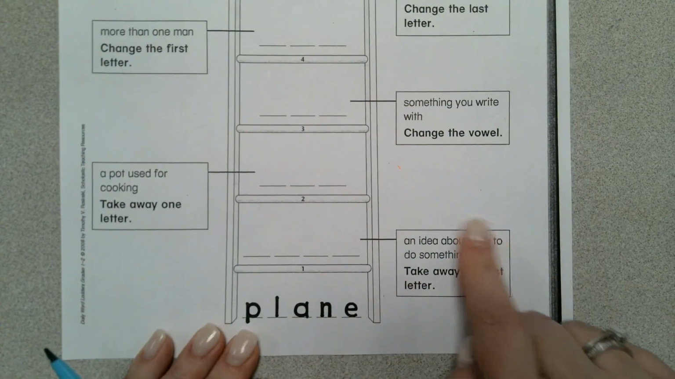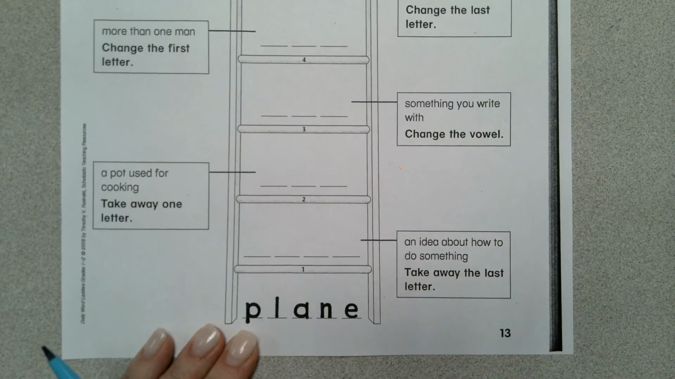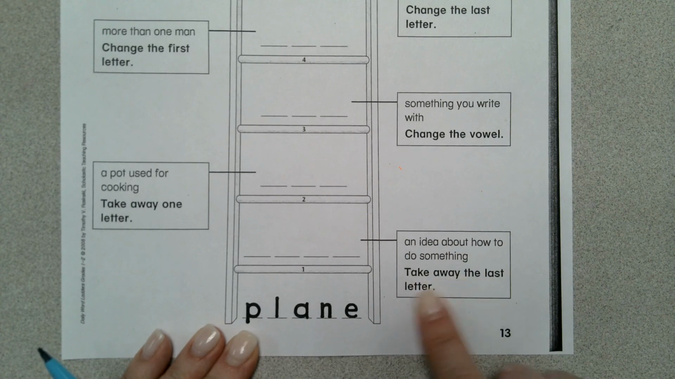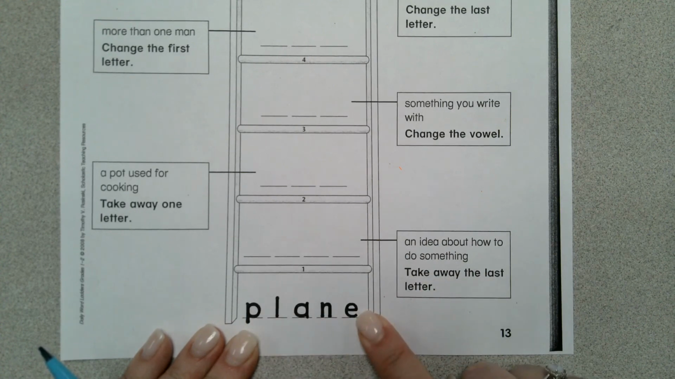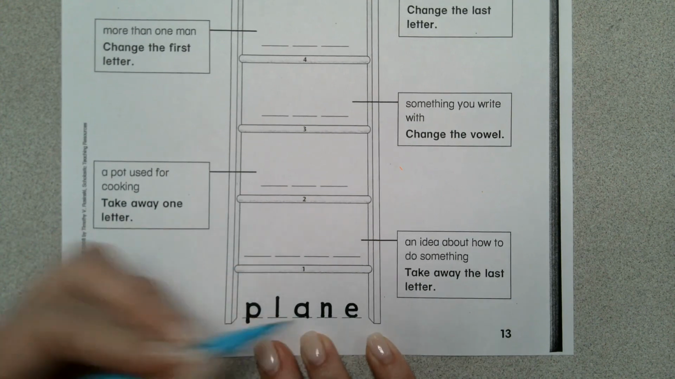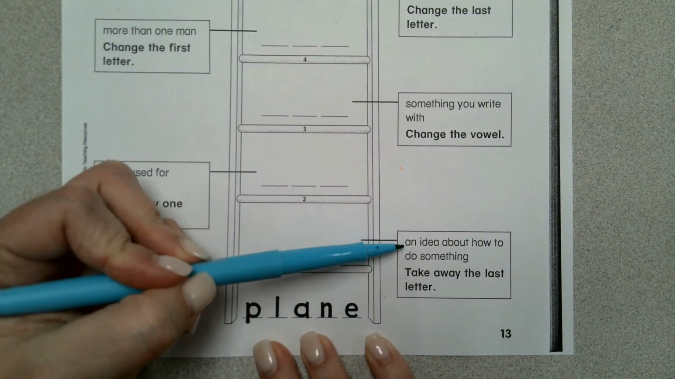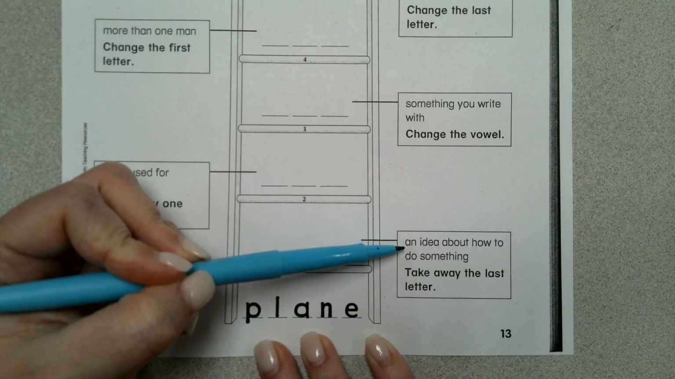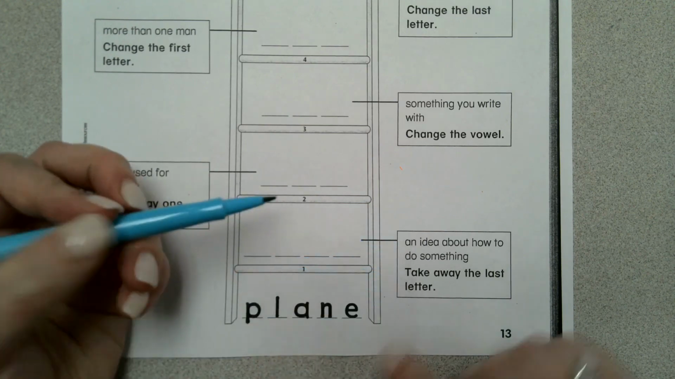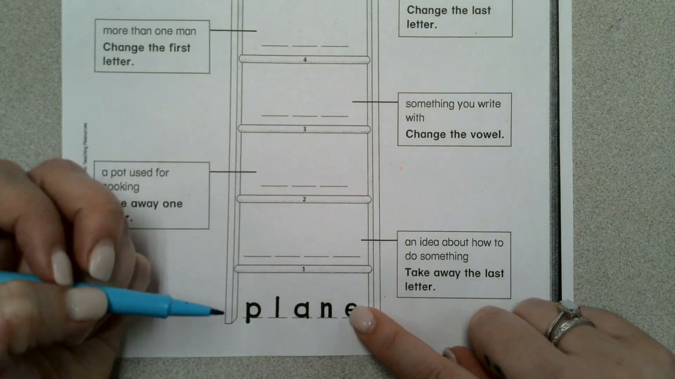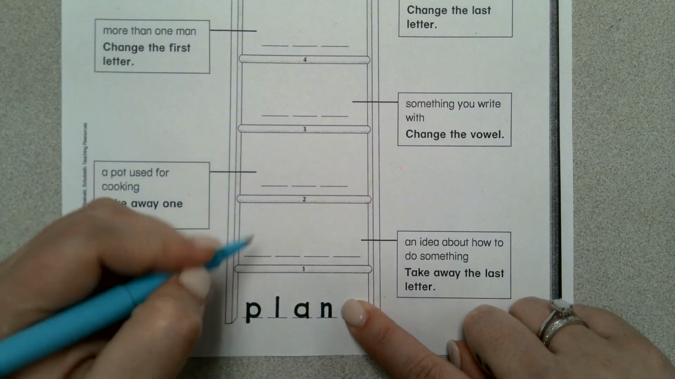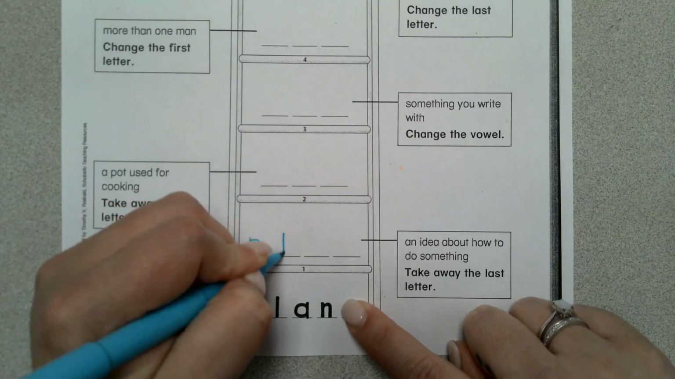All right, now I'm going to read each clue, and it's going to give me a clue that I can think about, and it's going to tell me which letter from the word before I need to change. So if I look here, I see the word plane. Now, it says, an idea about how to do something. Take away the last letter. So here in the word plane, if I take away that last letter, I see a plan. So that's what I'm going to write above. P-L-A-N.